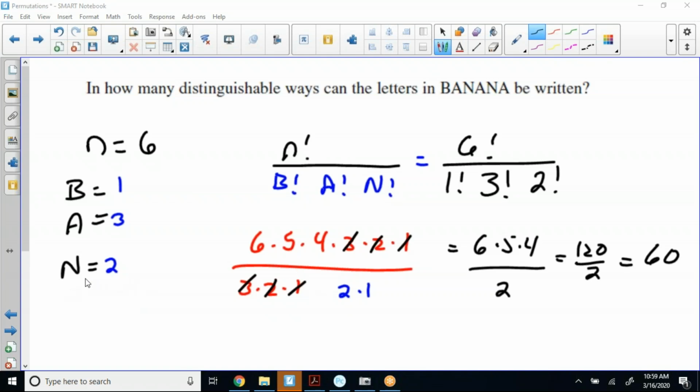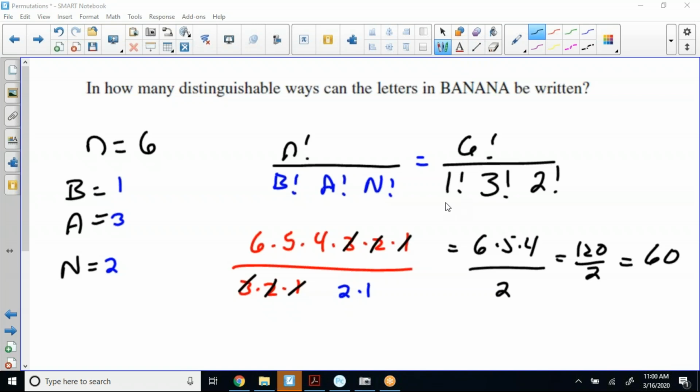The other one is this. Some people are asking, why is there another 2 times 1? Well, it's B factorial, A factorial, N factorial, right? How many of those? So we didn't put the B because the B is 1, right? Well, we did. We put it here.